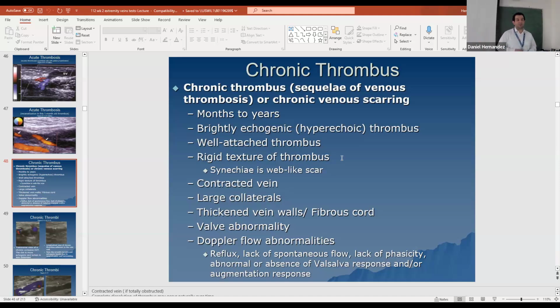Because this chronic DVT scars the inside of the vessels, it also damages valves. So it can damage the leaflets of the valves, preventing them from closing properly, leading to reflux and insufficiency. So with that, we can see Doppler abnormalities. We see the presence of reflux. We'll see lack of spontaneous flow, lack of phasicity within these vessels, abnormal responses to Valsalva or augmentation.